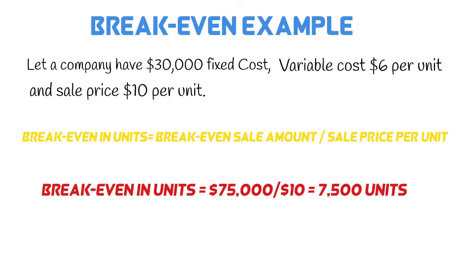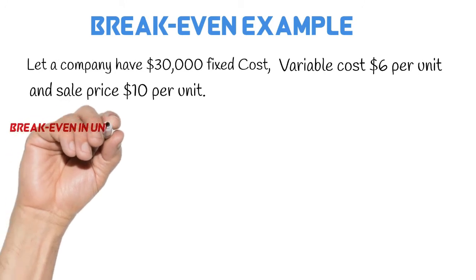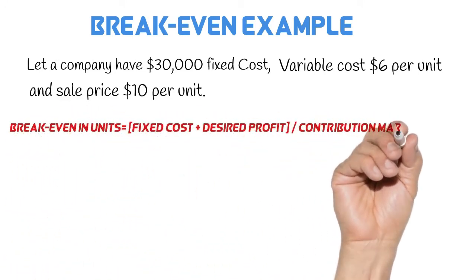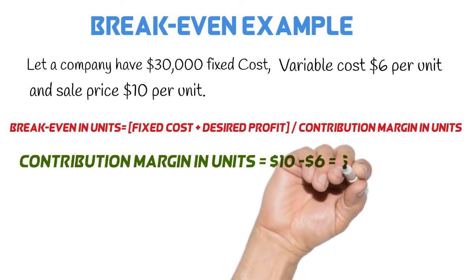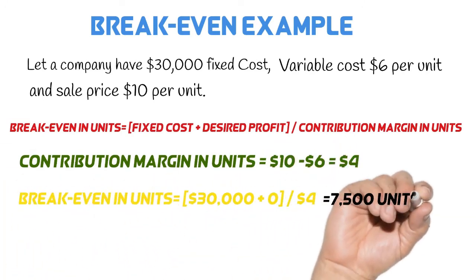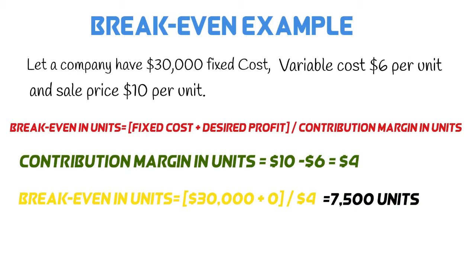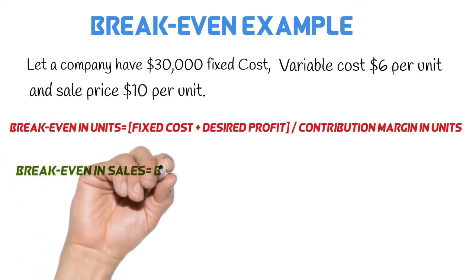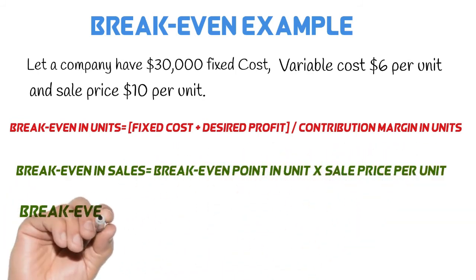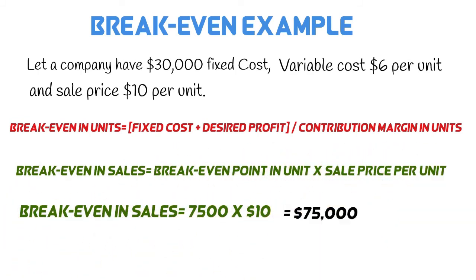Now I am going to explain the break-even in units concept. Here, we need contribution margin in units. For contribution margin in units, we will subtract $6 variable cost from $10 sale price and get $4 contribution margin. If we divide $30,000 fixed cost by $4 contribution margin, we get 7,500 break-even units. Once again, you must note an important point here. If we multiply break-even units by the unit sale price, then we will easily calculate break-even in sales.